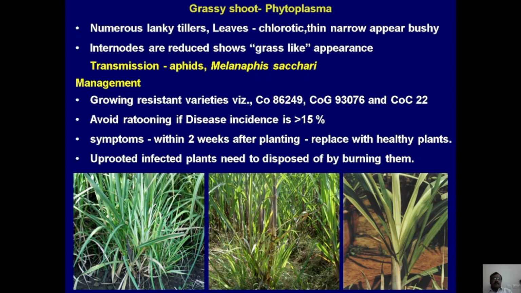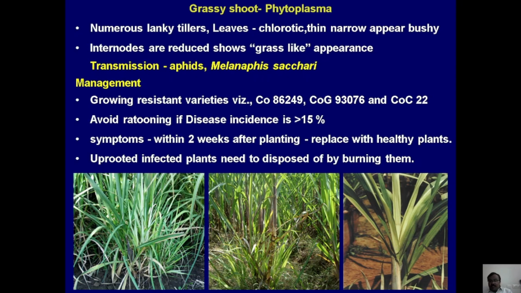There are some varieties said to be resistant to this grassy shoot disease, which include Co 86249, CoG 93076 and CoC 22. Avoid ratooning of cane, which helps in reducing the disease incidence. When the disease incidence is more than 15%, avoid ratooning, so that further development and spreading of the disease could be avoided. And then the symptoms appear within 2 weeks after planting.